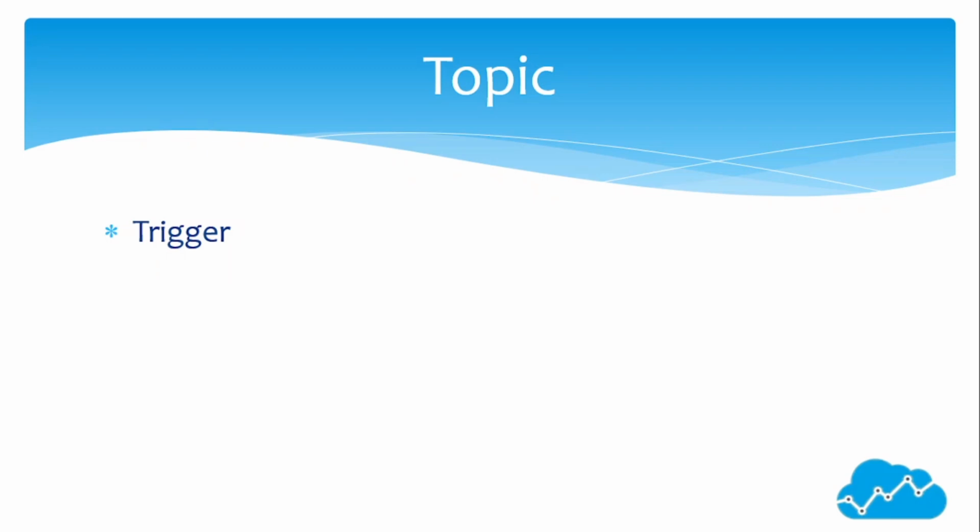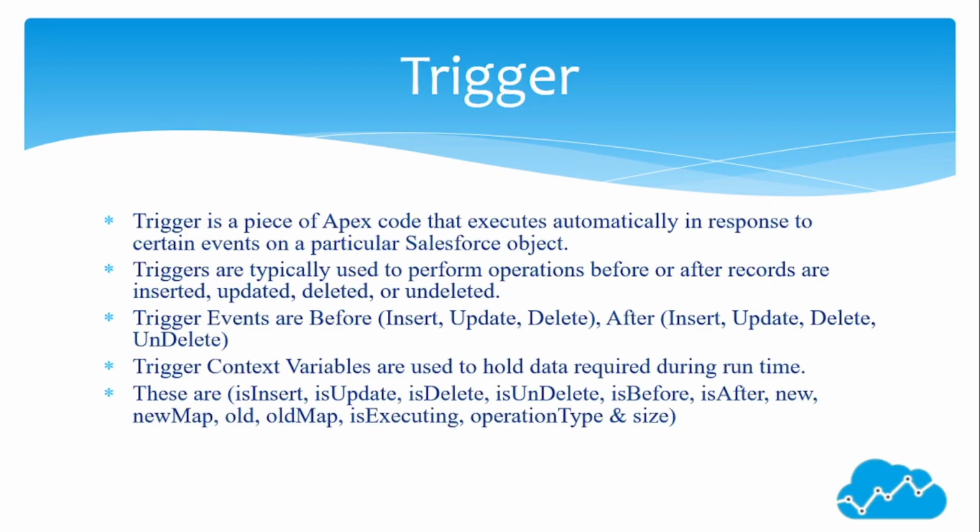Topic what we are going to cover in this session, that is trigger. Trigger is a piece of Apex code that executes automatically in response to certain events on a particular Salesforce object. Triggers are typically used to perform operations before or after records are inserted, updated, deleted, or undeleted. Trigger events are before insert, update, delete, and after insert, update, delete, undelete.